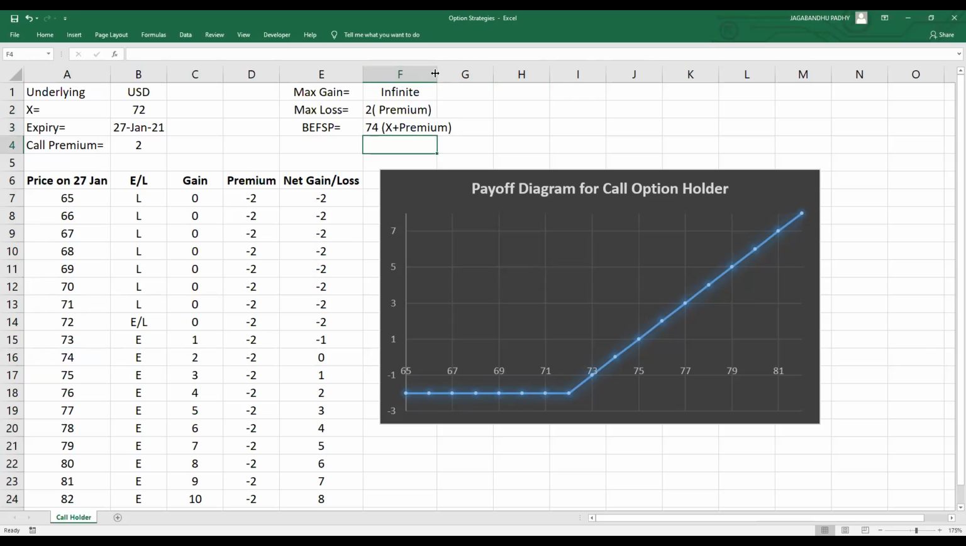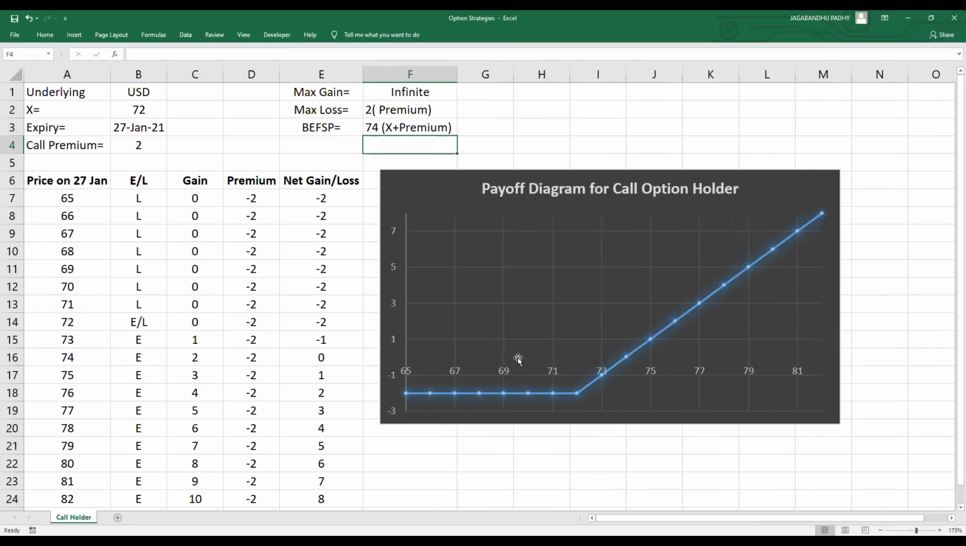Okay, so X plus premium. This is the break-even FSP. अच्छा, इसमें एक और चीज अपने को देखना है, and that is like, इसका पे ऑफ का एक प्रॉपर फॉर्मूला है.